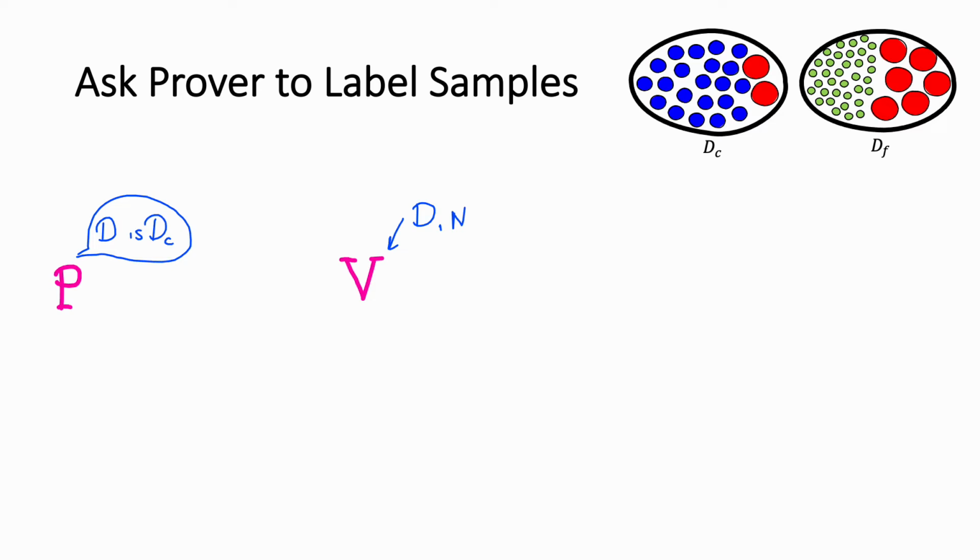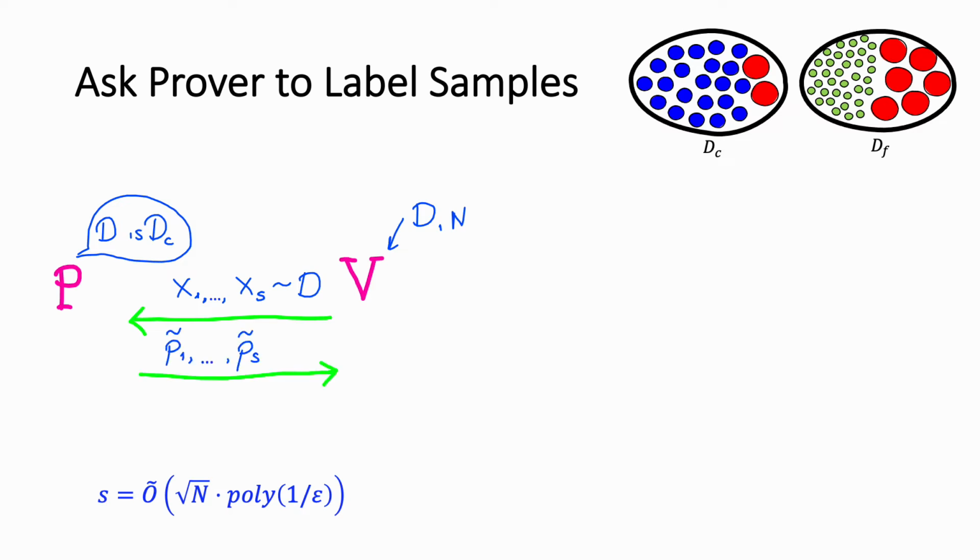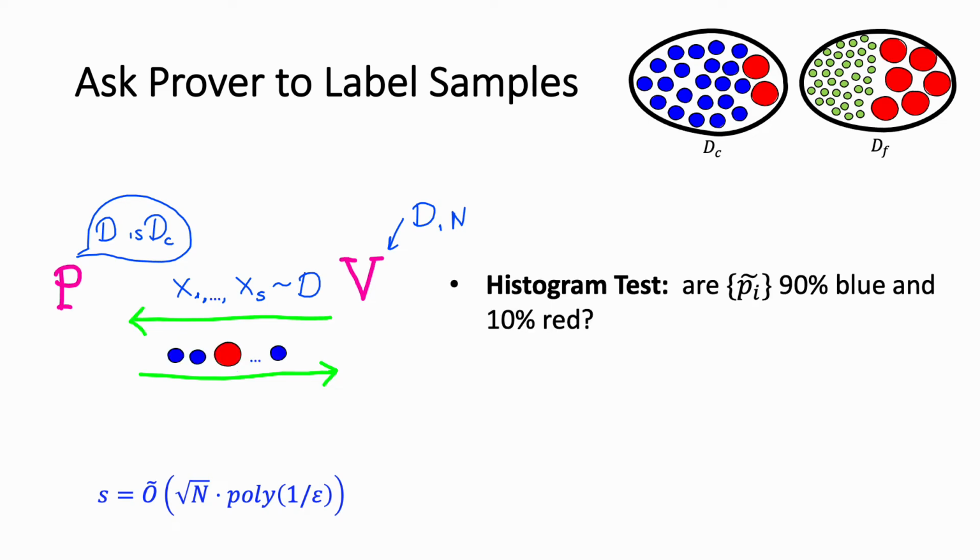We now present the protocol. First, the verifier starts by sampling S samples and sending them to the prover. The prover then replies with the claim of the probability of each element in the sample, in this case, whether each element is blue, red, or green. The verifier checks to see whether the color histogram of the sample matches a possible sample from a distribution in DC, that is, whether it's 90% blue and the rest red.